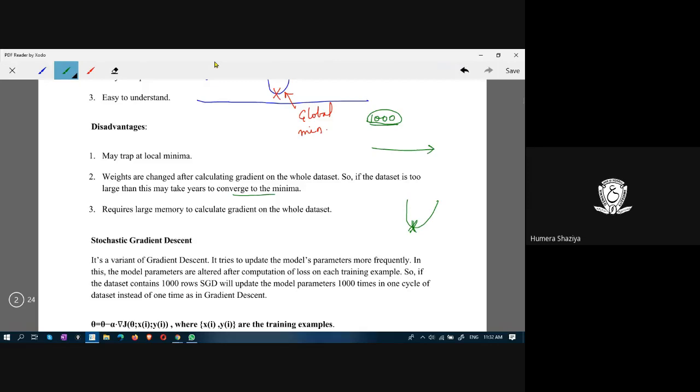All right. And because the weights are updated for the entire data set at once, it requires large memory to calculate the gradient on the whole data set. Okay.